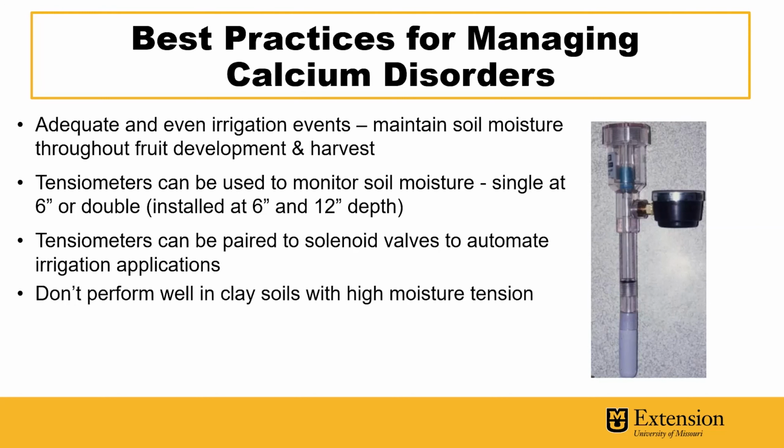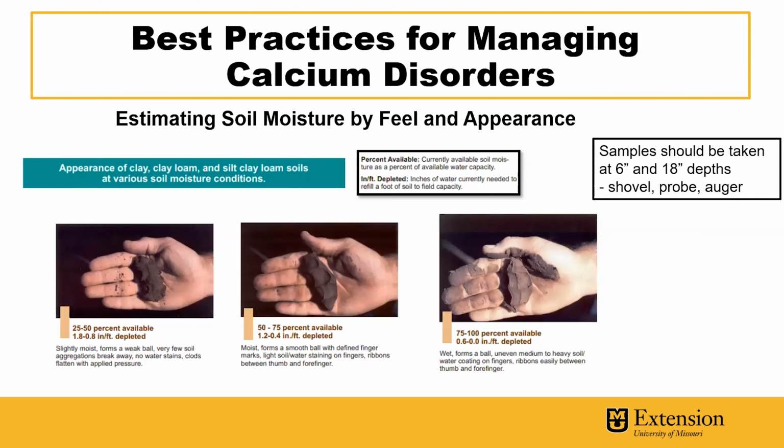Unfortunately, these tools don't perform in soils that are primarily of clay origin due to the high moisture tension in these types of soils. However, there are simple touch and feel methods that you can use to estimate soil moisture. These images are from a USDA publication on estimating soil moisture by feel and appearance. It's generally recommended to take samples at 6 and 18-inch depths using a shovel, probe, or auger. This way you can monitor the moisture levels in the soil in the upper reaches and lower reaches of the root zone. And this test works in any soil type across Missouri.